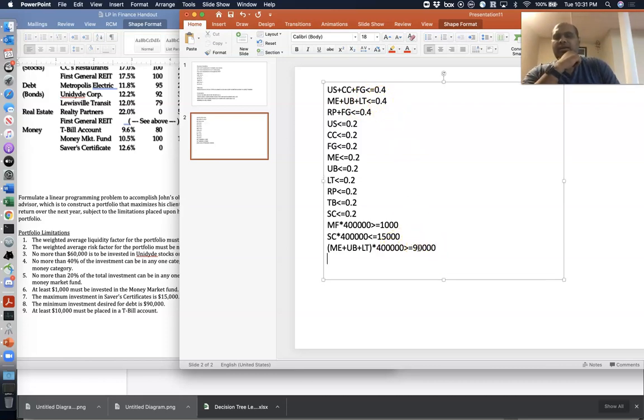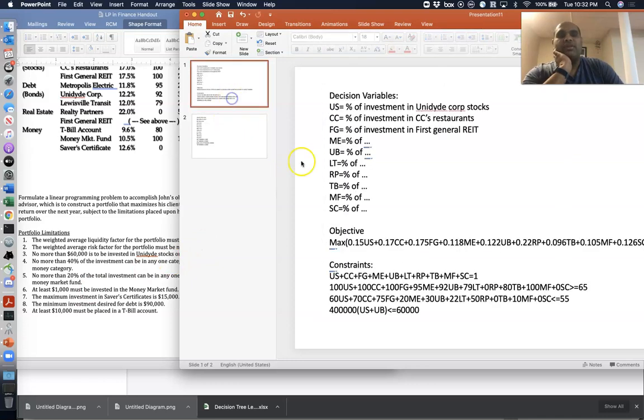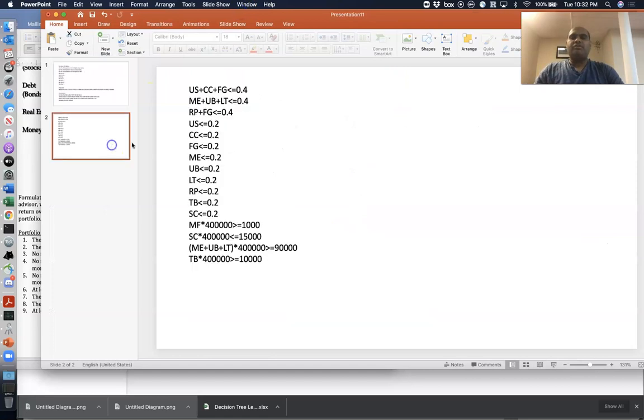And finally, at least $10,000 must be put in the T-bill account. So you say T-bill account times 400,000. This is the percentage in the T-bill account times 400,000, and it has to be at least 10,000. And those are all our constraints. So we have 9 different portfolio limitations, and the 10th one saying that everything has to add up to 1. But within each of those, we had so many different constraints. So this is it. We have all our constraints.